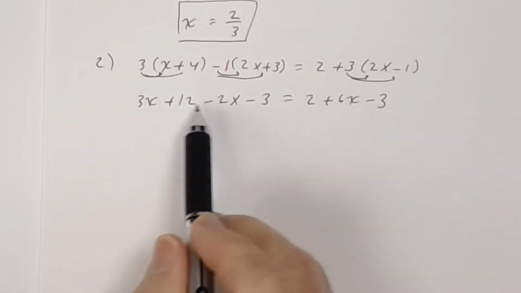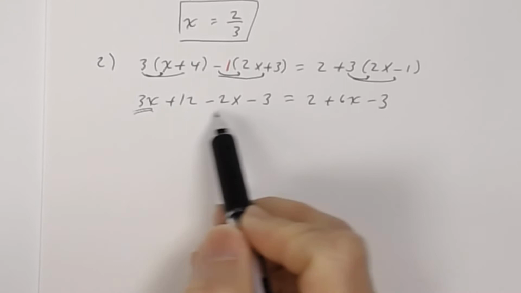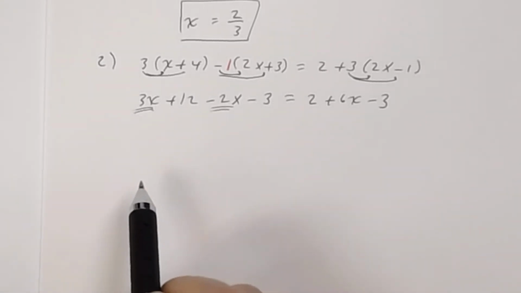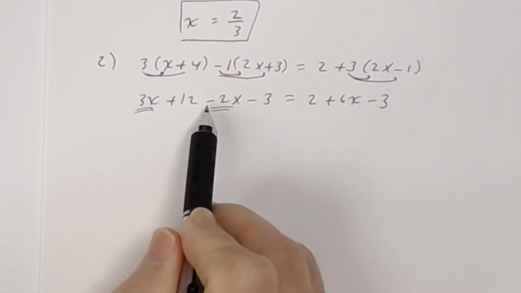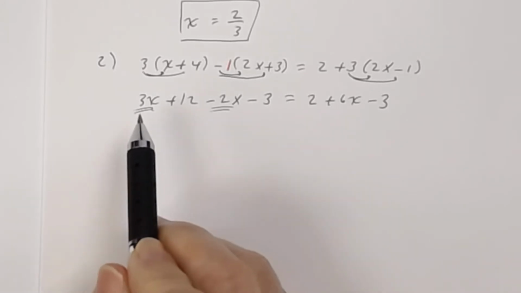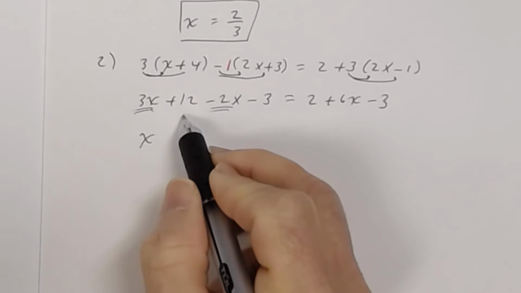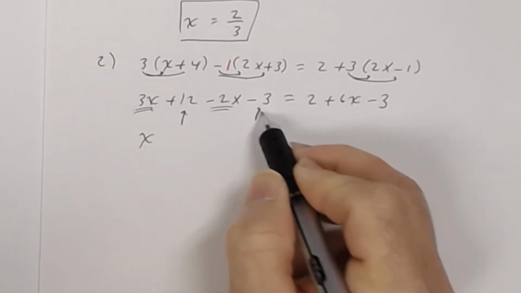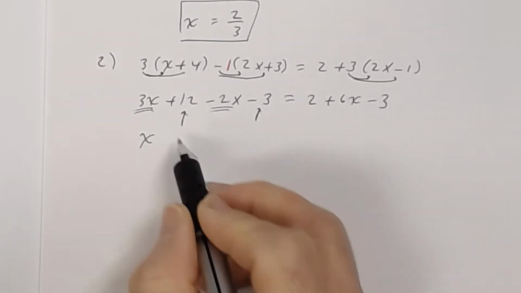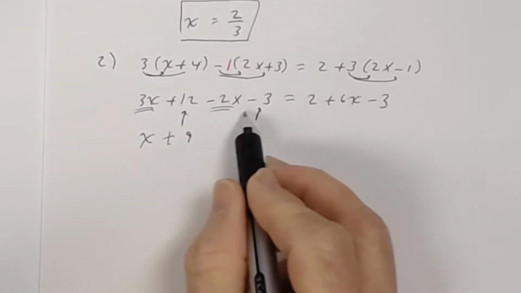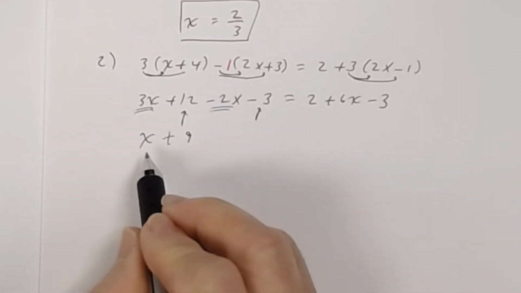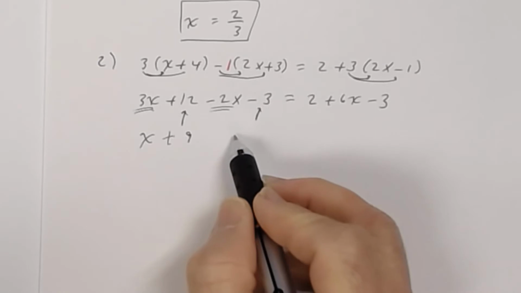So let's look at the left side. So I have 3x and I have a negative 2x. Those are like terms. So 3x subtract 2x, or you can think of it as 3x plus a negative 2x is just x. My constants, I have 12 and a negative 3. 12 and a negative 3 is a positive 9. So on this side, when I combine my like terms, I end up with x plus 9 equal.